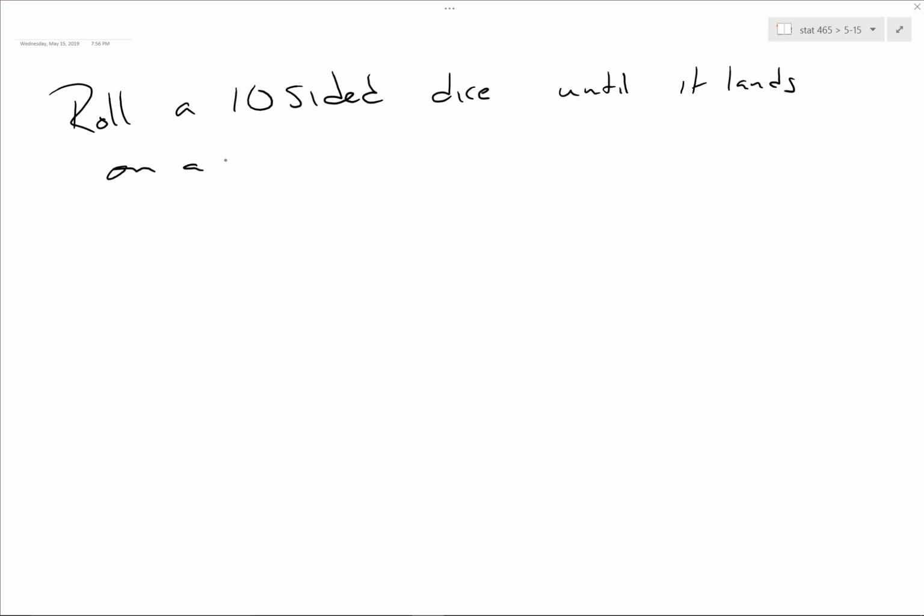So we're going to roll a 10-sided dice until it lands on a multiple of 5 three times. Well, multiples of 5 are 5 and 10, yes? On this 10-sided dice? So there's a 2 out of 10 chance of that happening. This is my probability of success.